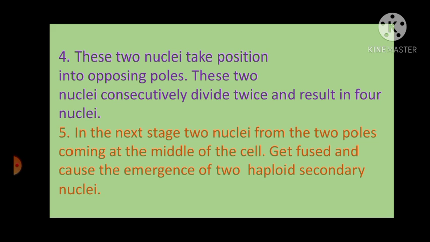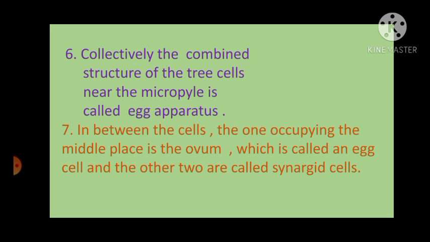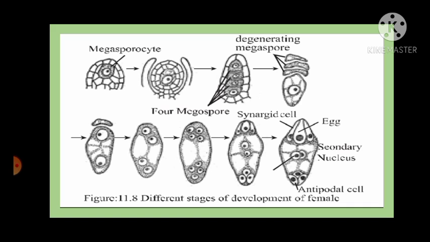These 2 nuclei take position at opposing poles. These 2 nuclei consecutively divide twice and result in 4 nuclei. In the next stage, 2 nuclei from the 2 poles come to the middle of the cell and get fused, causing the emergence of 2 haploid secondary nuclei. Collectively, the combined structure of the 3 cells near the micropyle is called egg apparatus. Among these cells, the one occupying the middle place is the ovum, which is called an egg cell, and the other 2 are called synergid cells.